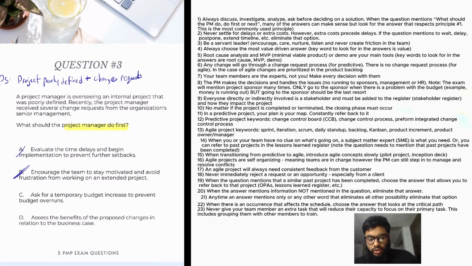As for the temporary budget, I already know that's not going to be the answer. This contradicts principle number 2. We don't want to spend money right away. So I'm going to eliminate it.